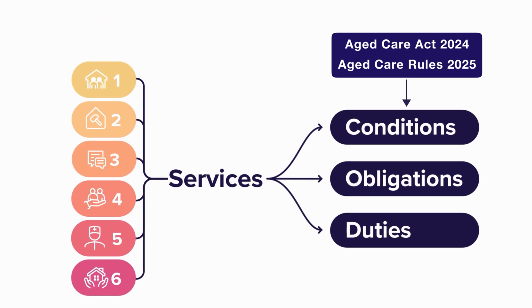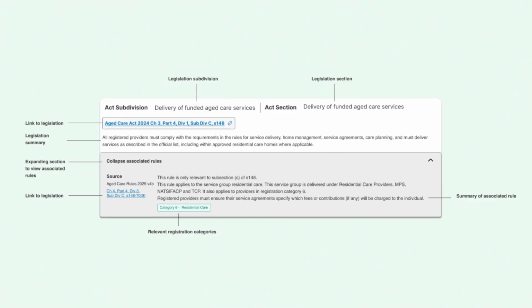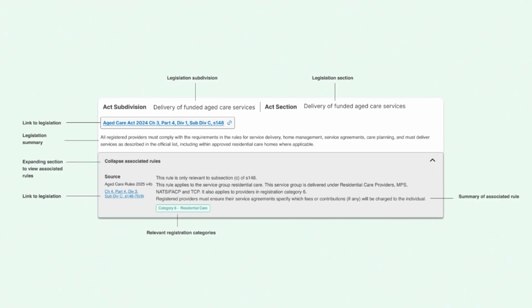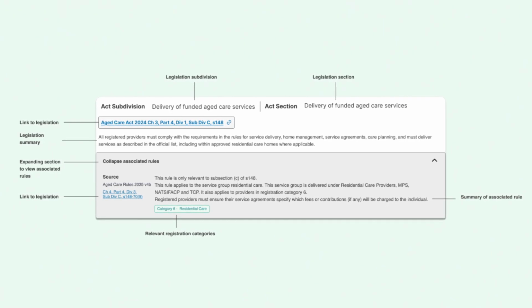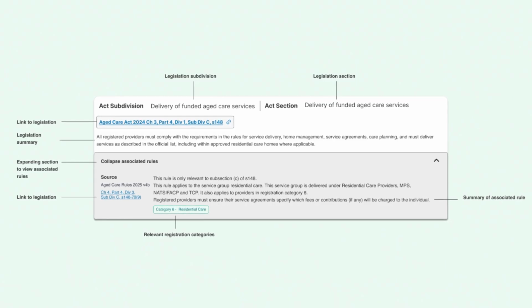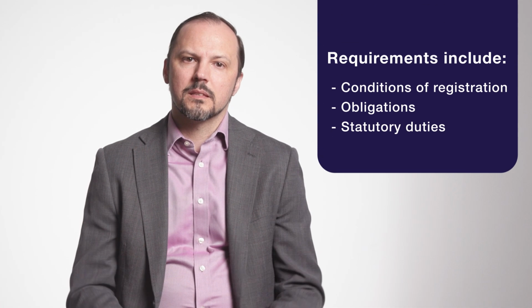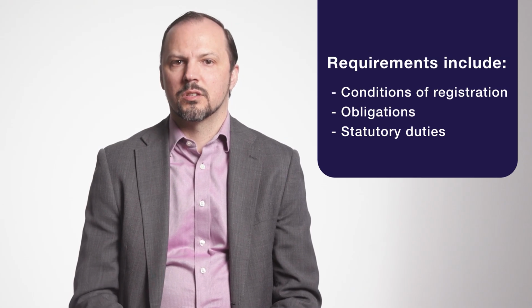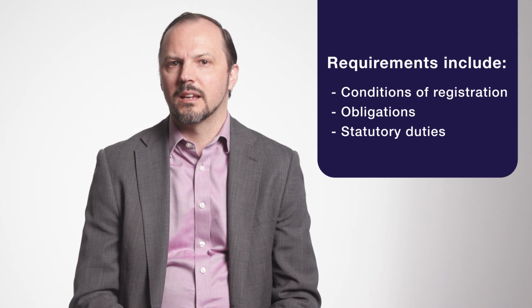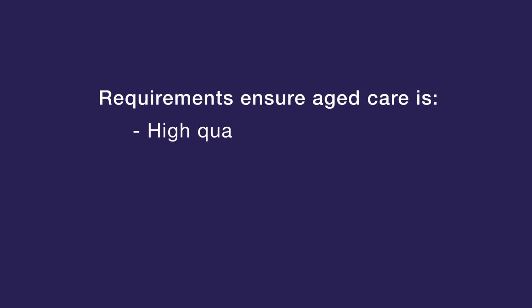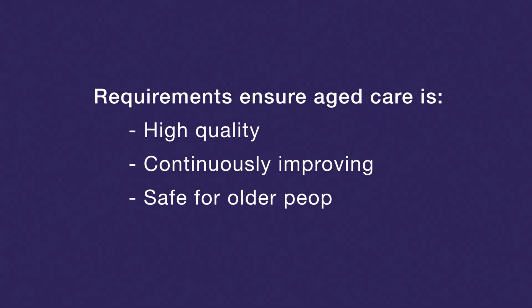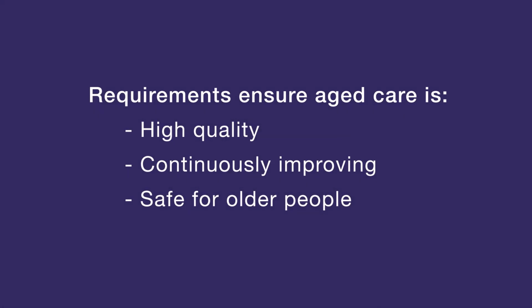To help you navigate your requirements from 1 November, we've built an interactive online web search tool that extracts the legislative requirements from the Act and the associated rules in one place. When we use the term requirements, we mean all the conditions of registration, obligations and duties under the new Act and rules. These provider requirements create protections to make sure that aged care in Australia is high quality, continuously improving and safe for older people.